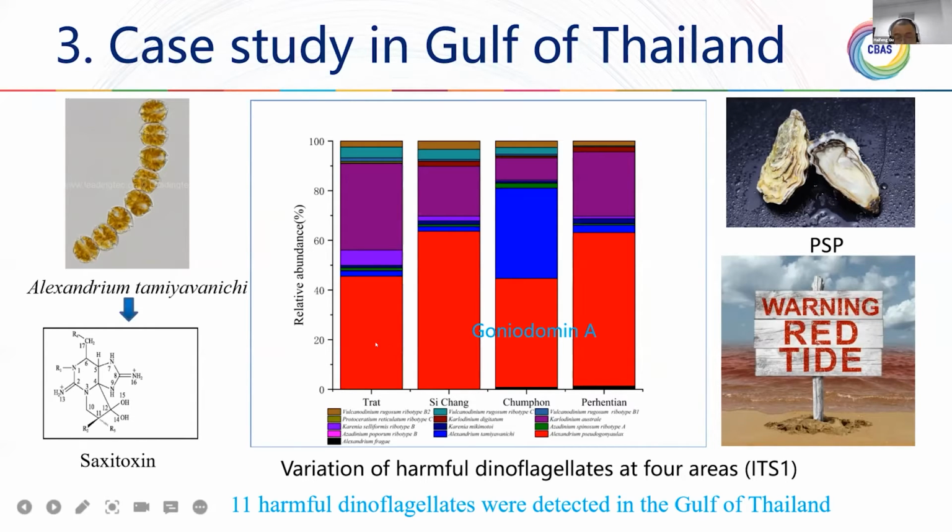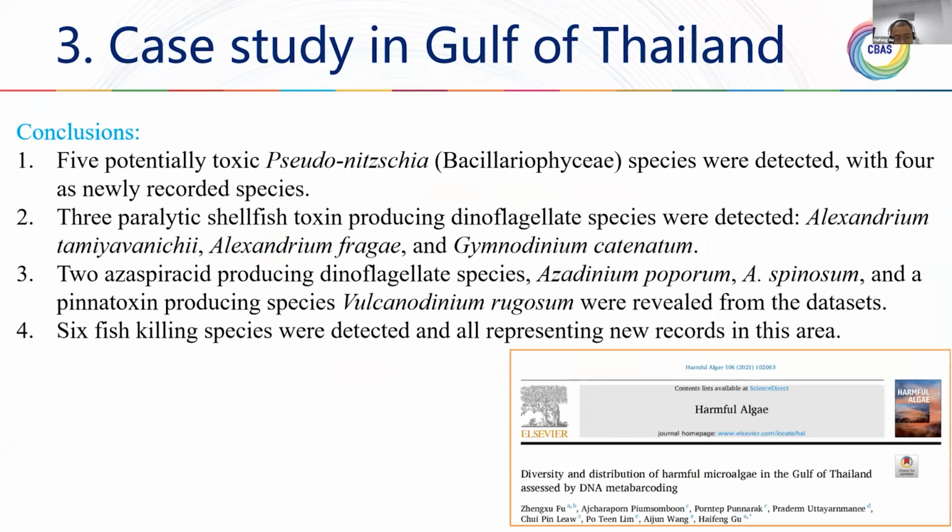Alexandrium pseudogonyaulax, Alexandrium tamiyavanichii, and Cochlodinium australe were the dominant species. So here's the conclusion. Five potentially toxic Pseudo-nitzschia species were detected, with four as newly recorded species. Three paralytic shellfish toxin-producing dinoflagellate species were detected: Alexandrium tamiyavanichii, Alexandrium fragae, and Gymnodinium catenatum.